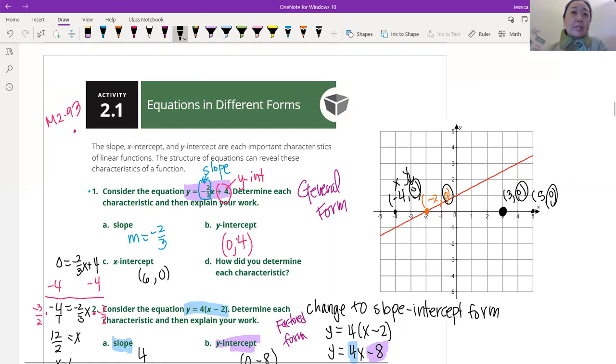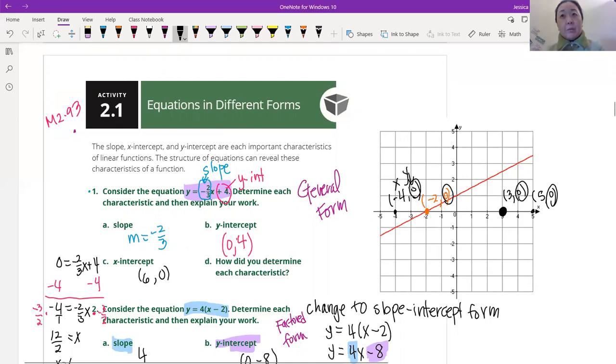And again, just by looking at the equation, we can identify already what it is. So the slope is -2/3, and the y-intercept is the 4. The x-intercept is the one that we don't really know. But if you note on the right-hand side here, I picked a couple of different points on the x-axis. And if you notice, all of them end in a 0, right? So it's -4, 0, -2, 0, 3, 0, 5, 0, right?